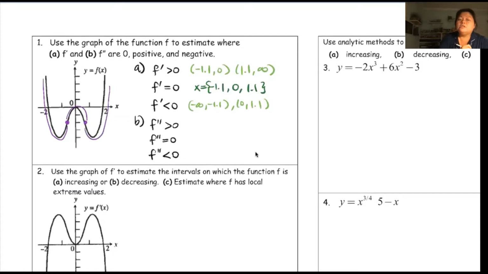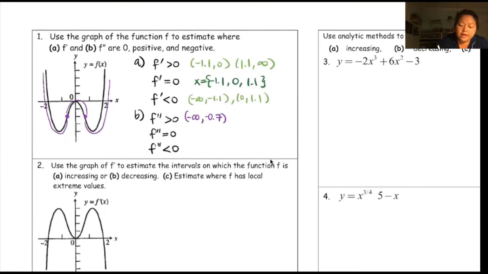in between and say, all right, it's concave up halfway there, and then concave down, and then concave up again. Concave up means the second derivative is positive. So it's from negative infinity to that point. That point looks a little bit more than half, so I'm just going to estimate 0.7. Again, this is an estimation, right? So from negative infinity to negative 0.7 looks like it's concave up. And then from positive 0.7 to infinity looks like it's concave up again. Concave down from negative 0.7 to 0.7.